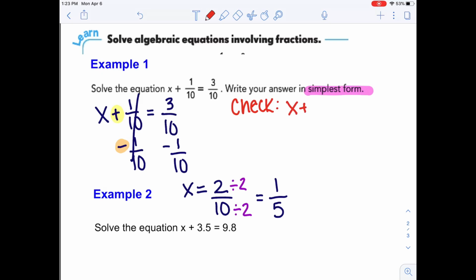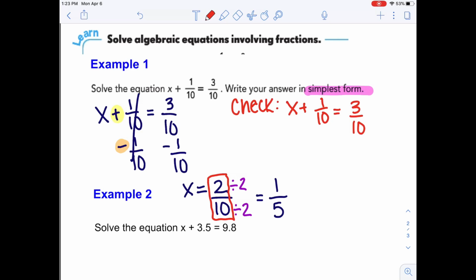Okay, I'm starting with x plus 1/10 equals 3/10. When I'm checking my answer with fractions, I want to use the unsimplified version of my answer, because I want to work with the fraction that has a common denominator already to make it one step easier in checking my work. So instead of using the 1/5, I'm going to actually use the 2/10. They're equivalent, they have the same value, but because my other fractions have a denominator of 10, it's going to make it a little bit easier to quickly check if the answer is correct.